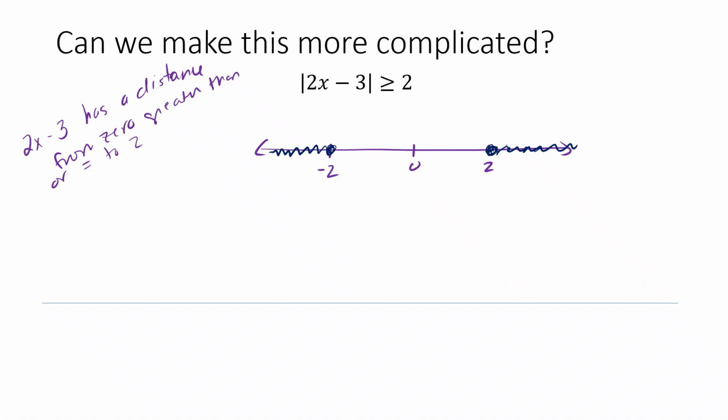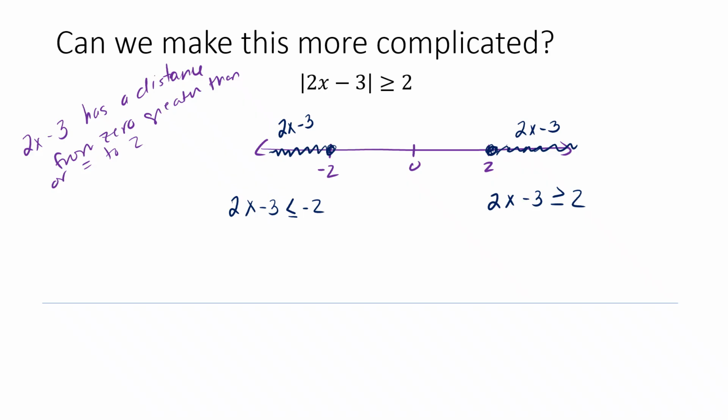Now, this time, instead of having an x, what you've got is 2x minus 3. That's the thing that has the distance from 0. That is greater than or equal to 2. And so when you go to set up your inequalities, you would say 2x minus 3 is less than or equal to -2, or 2x minus 3 is greater than or equal to 2. And then we just solve these.